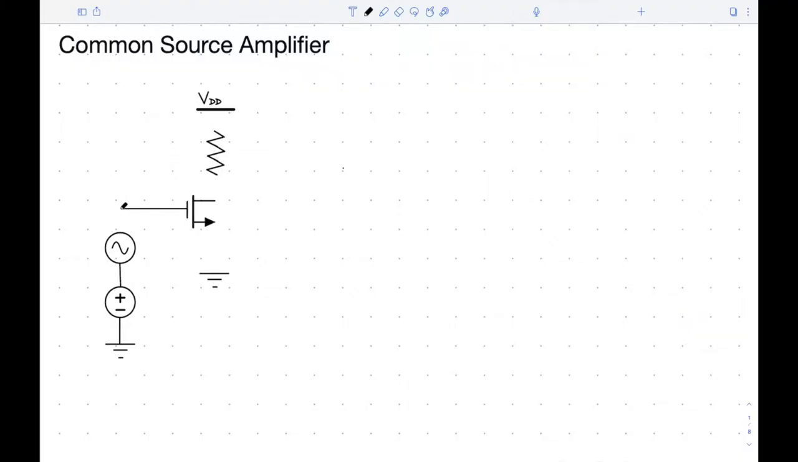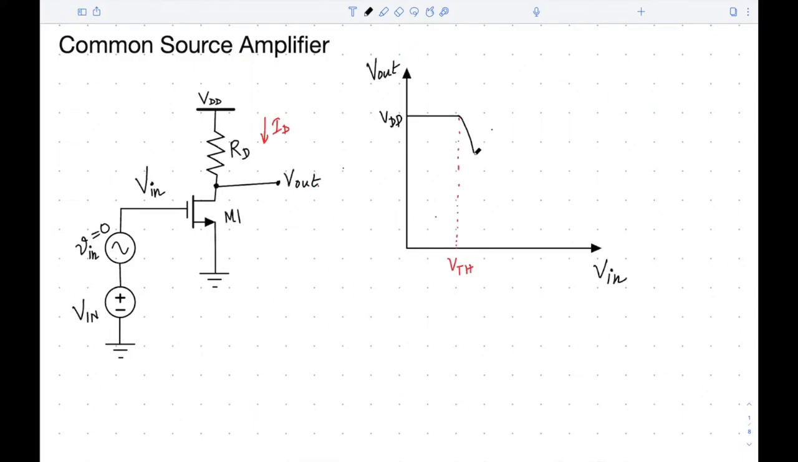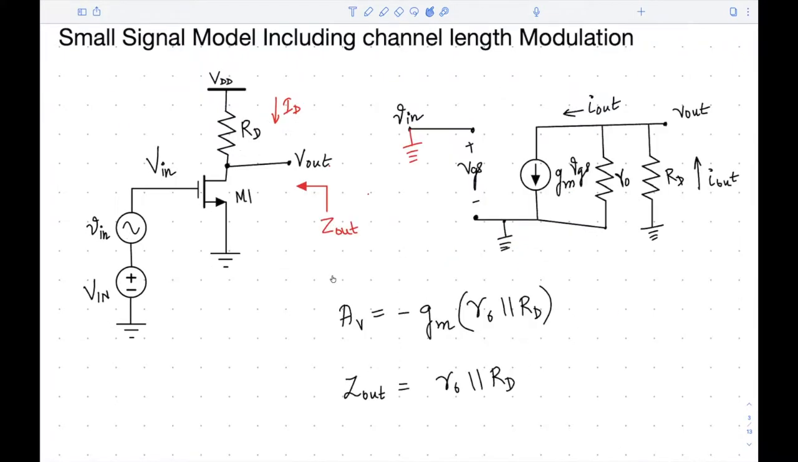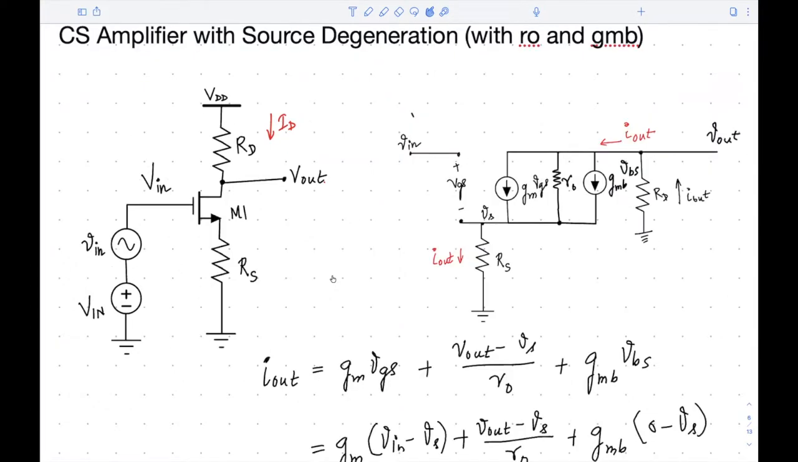So welcome again. In this lecture, we'll discuss the common source amplifier, the simple one, and with source degeneration. We will start by understanding a simple common source amplifier and its input and output characteristics. Also, we'll see how to derive the gain from these input-output characteristics. Then you'll see how to draw the small signal model, including the channel length modulation, and derive the gain from this small signal model. Then we'll discuss the common source amplifier with source degeneration.